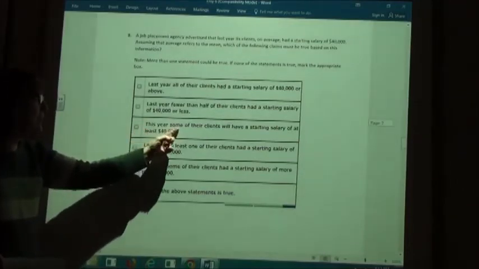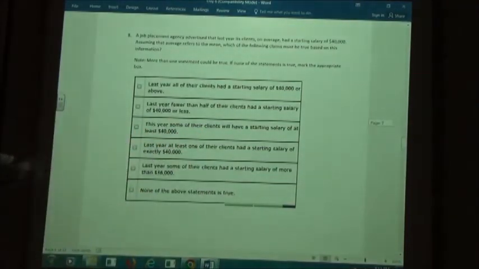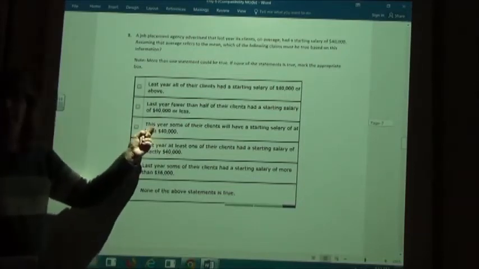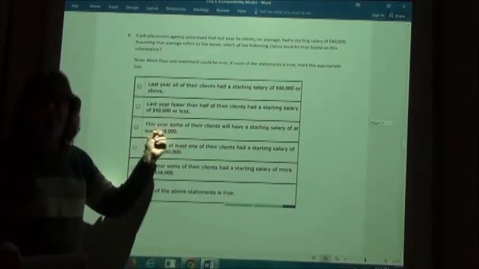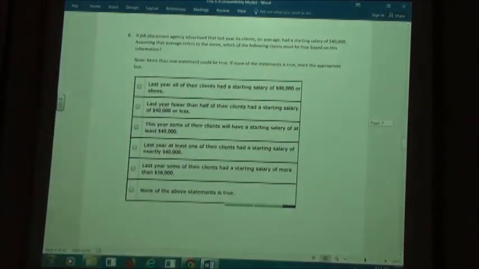This year, some of the clients will have a starting salary of at least $40,000. Can we say that one's true? If that said last year we could, but it says this year, right? So we cannot make any predictions about what's going to happen this year based on last year's average. So if it says this year, we can't say that's true because we don't know what's happening this year.